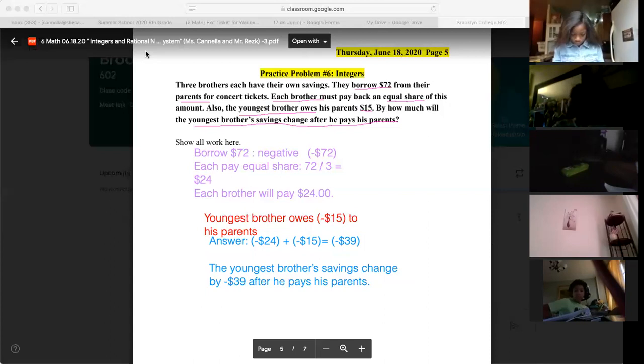We just have 2 problems left. The extension, you're going to try on your own. So page 6, you're going to try on your own. Okay, you can. Page 6 is on your own.